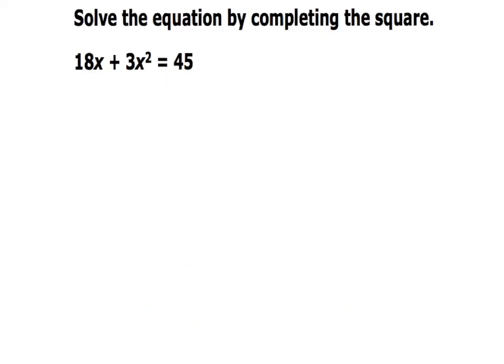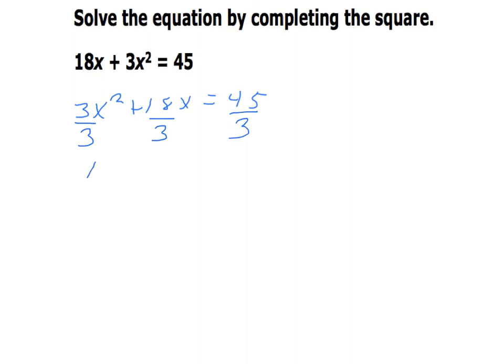Now let's try a problem where my a value is something other than 1. So first things first, I want to rearrange these. I'm going to put these in descending order. So 3x squared plus 18x, and that equals 45. Now, notice right here, my a value is a 3. So that means I have to divide everything by that a value.